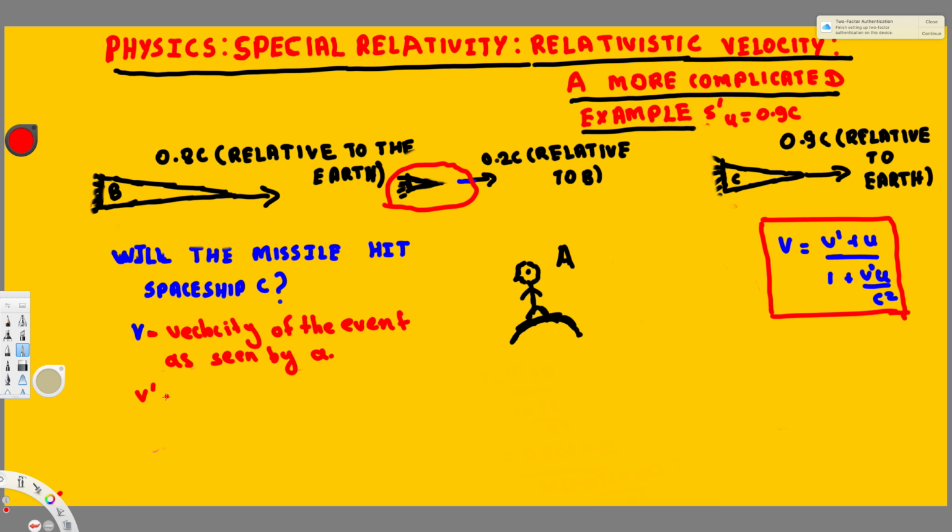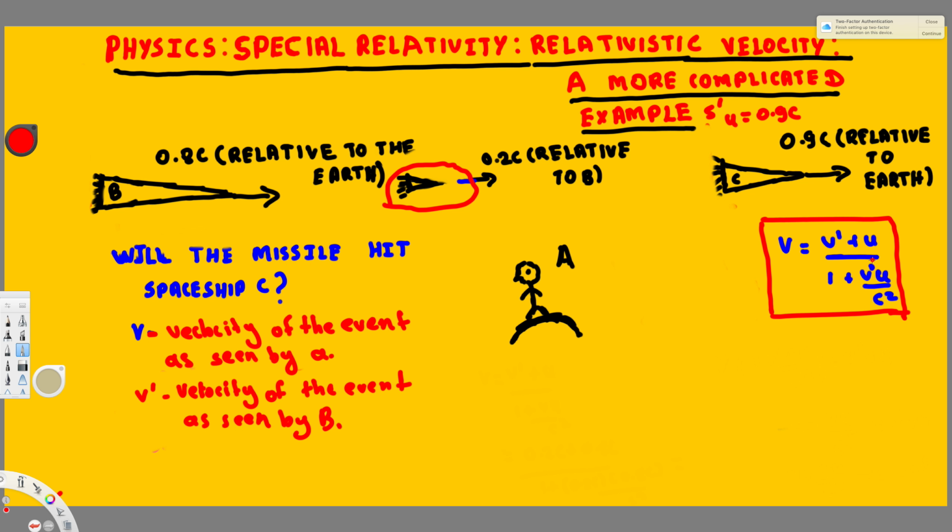V prime is the velocity of the event seen by this passenger. Let's say we have a passenger in this spaceship. If he looks at this missile, what's going to be the speed of this one? It's already there, that's 0.2 c. So we already know that value. Velocity of the event as seen by B, right? Now we have V prime available.